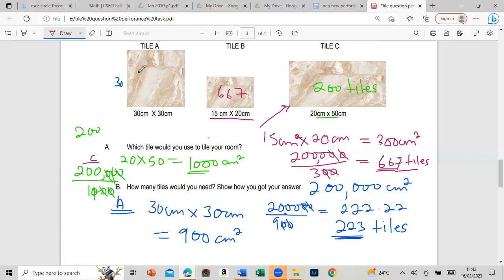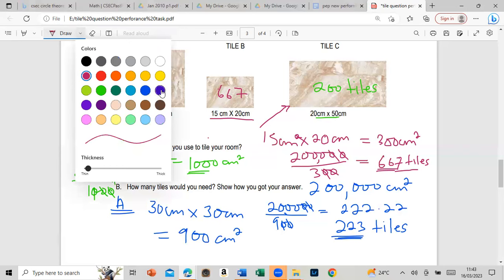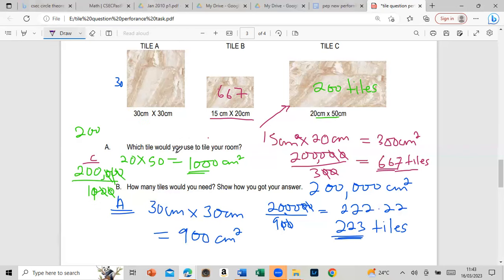And for the blue one now, let's see, how many did we get for the blue? That's 223. So for this one, it would use 223 tiles, alright? And there you have it. Remember, the task was to do it for one. However, I took the privilege of doing all of it for you guys.